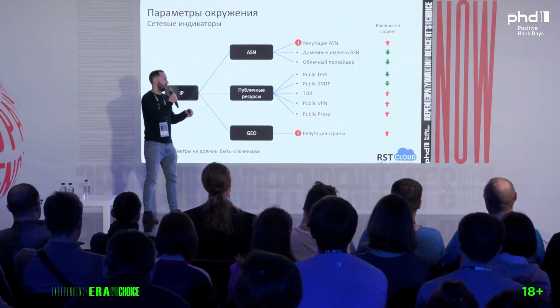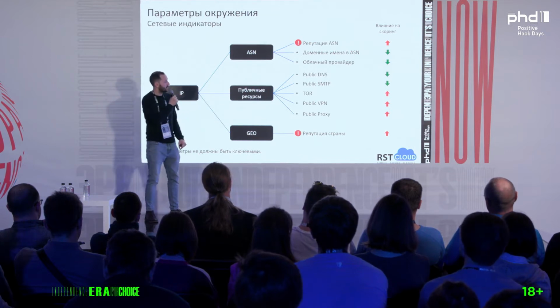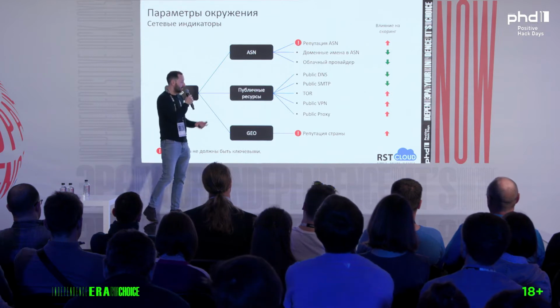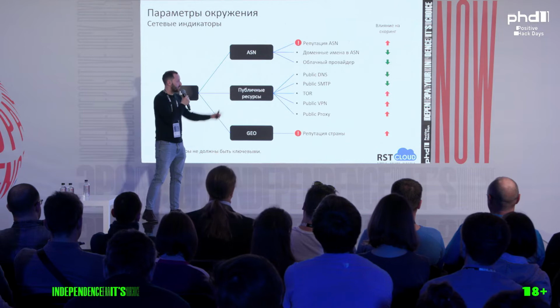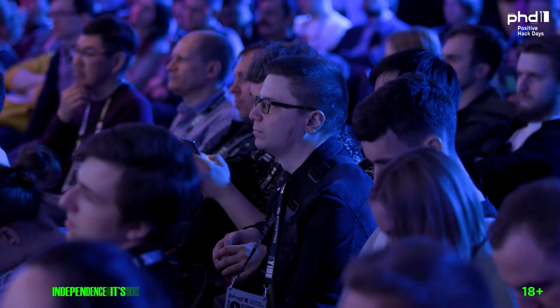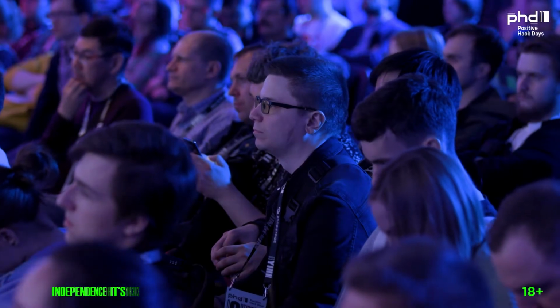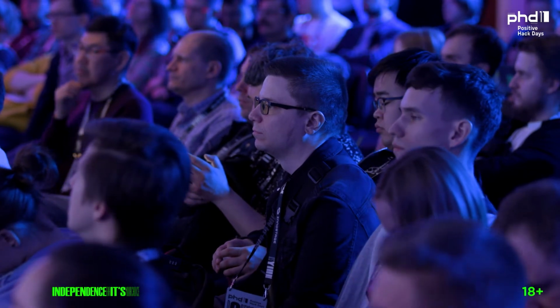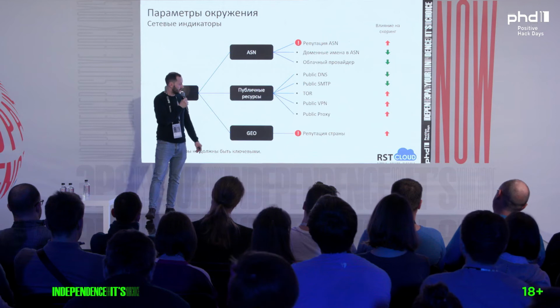Also, IP addresses can be associated with some public resources, such as public mail service, public DNS service, public networks and sub-networks of VPN providers. All these parameters will also impact the score.